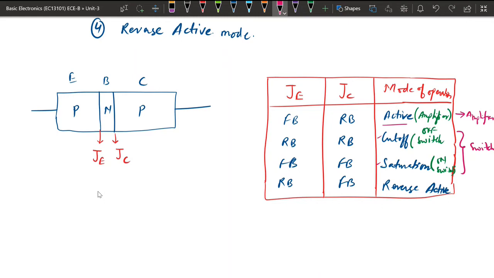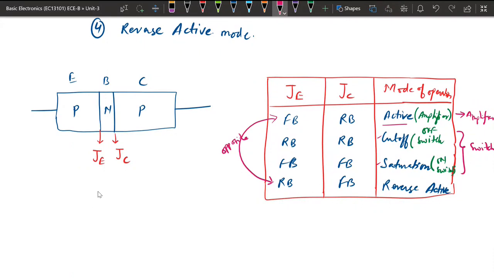And in reverse active mode, the fourth mode, it is opposite to the active mode. So here the emitter junction is forward bias and the collector junction is reverse bias in active mode; in reverse active mode the emitter junction becomes reverse bias and the collector junction becomes forward bias. So this is just the reverse of the active mode. That's why it is called reverse active mode.